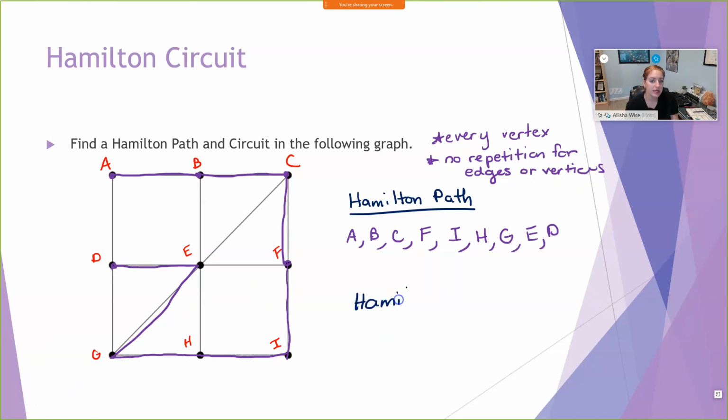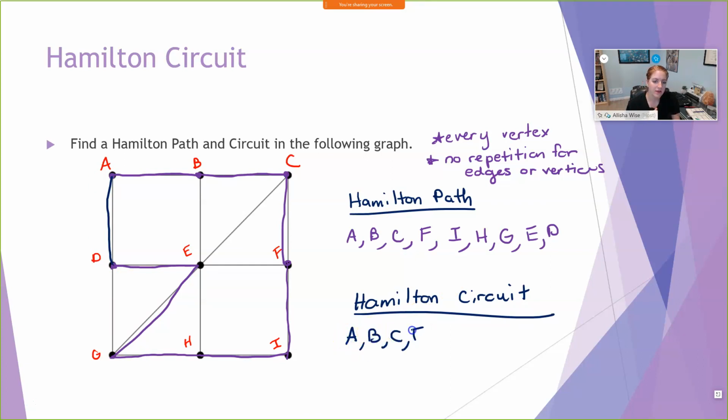Now a Hamilton circuit is different because you want to complete that circuit, just like in computer electronics, right? We want to bring it back home. Basically, we visit all these cities, but we're not going to end up in some city we don't know. We want to come back home. So how do we complete this circuit to get back to our original letter? Well, we could just take this edge all the way back to A. So this would be A, B, C, F, I, H, G, E, D, and then back to A.